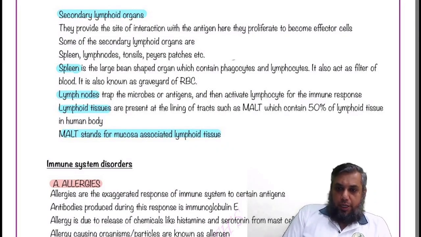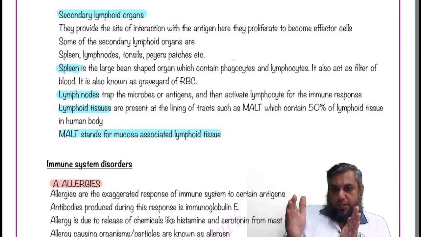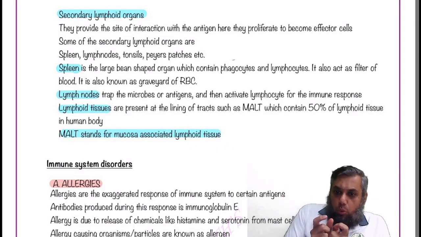So within your small intestine, you've got different layers of the wall of the small intestine. One of the layers is called mucosa.